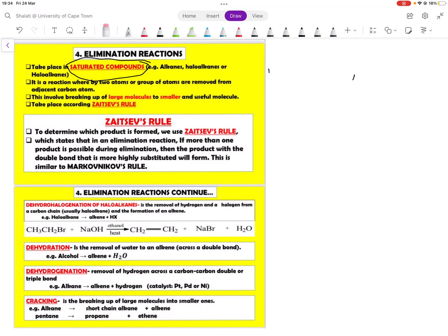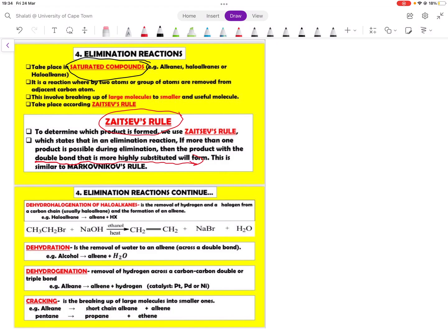And then on this one, we're going to use the Zaitsev rule. Remember, in addition reactions we used the Markovnikov rule. So this one says the major product will be the product with the double bond that is more highly substituted. Okay, so I'm going to explain using examples.